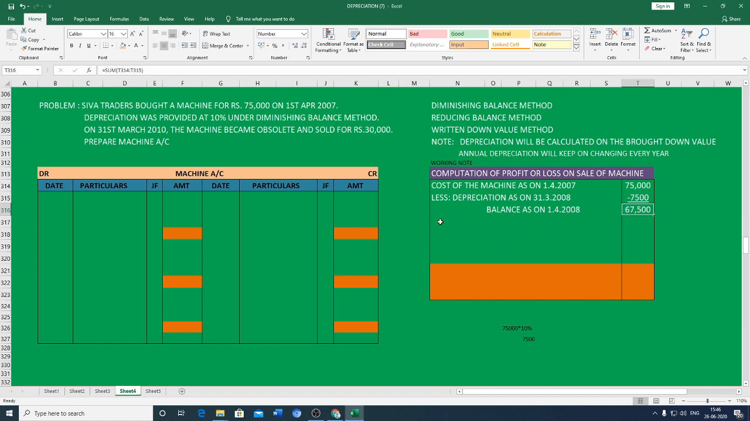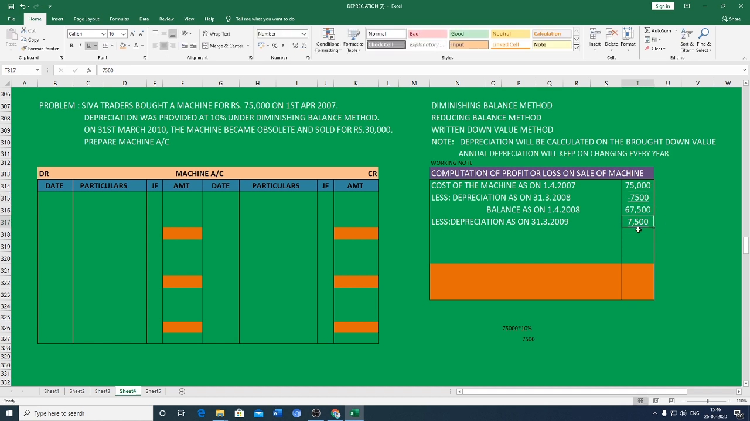Yes sir. So now the next one, again one more year we have utilized it, and again what we have to calculate? We have to calculate depreciation for 2008 also. We have to calculate depreciation for 2009, 8 to 9 financial year. So depreciation as on 31st March 2009. This is one more financial year. And what is the depreciation amount? Is it 7,500? It will be same.